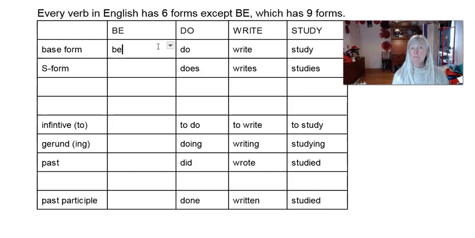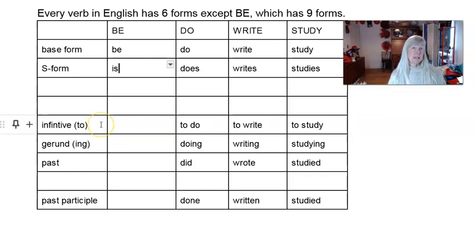For be, we have that. The base form of be is be. The next thing we have is the S form, the third person singular, S. For do, does. For write, writes. For study, studies. For be, the S form is. We use the S form with third person singular in present tenses.